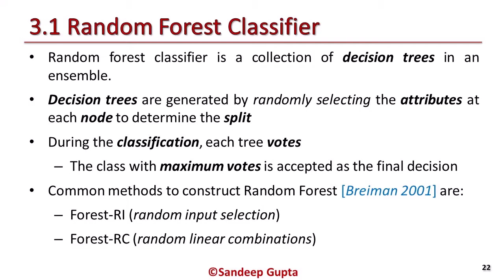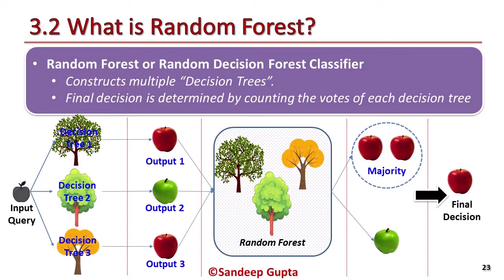Random forest classifier is a collection of decision trees, an ensemble of a small number of accurate and diverse trees. Decision trees are generated by randomly selecting the attributes at each node to determine the split. During the classification, each tree votes. The class with maximum votes is accepted as the final decision. Common methods to construct a random forest classifier are: Forest-RI, which uses random input selection, and Forest-RC, which uses random linear combinations.